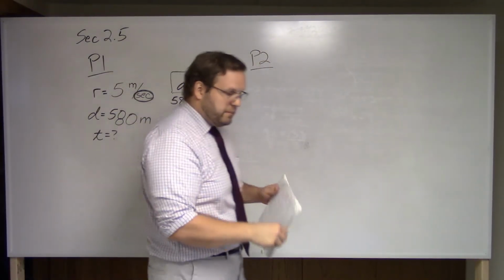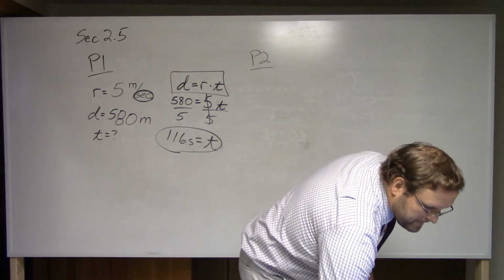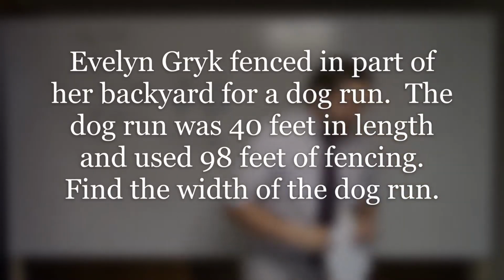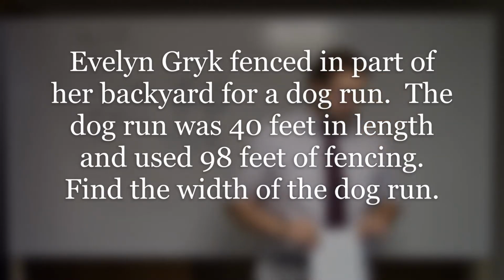Practice 2 can be found on page 119. And it reads, Evelyn Grick fenced in part of her backyard for a dog run. The dog run was 40 feet in length and used 98 feet of fencing. Find the width of the dog run.